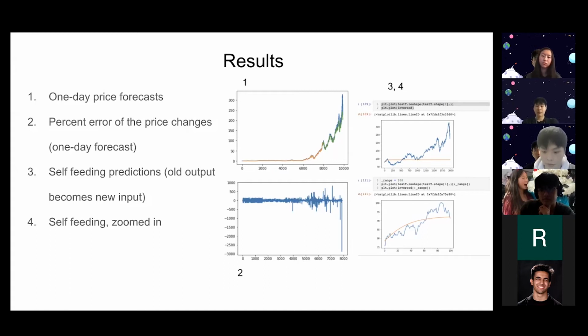And for 3 and 4, that's what if we feed the predictions into the network itself to get a sort of longer prediction. For 3, you see it does really well at the start and then it sort of flattens out. But if we zoom in and look at graph 4 at the bottom, you see that overall it predicts the trend really nicely. And that is our LSTM model.